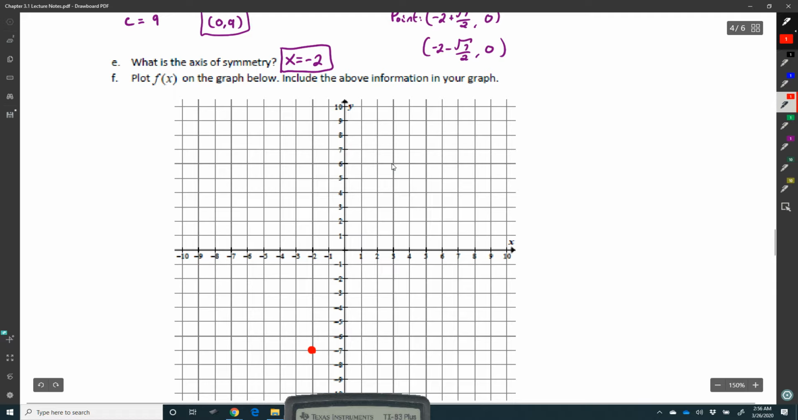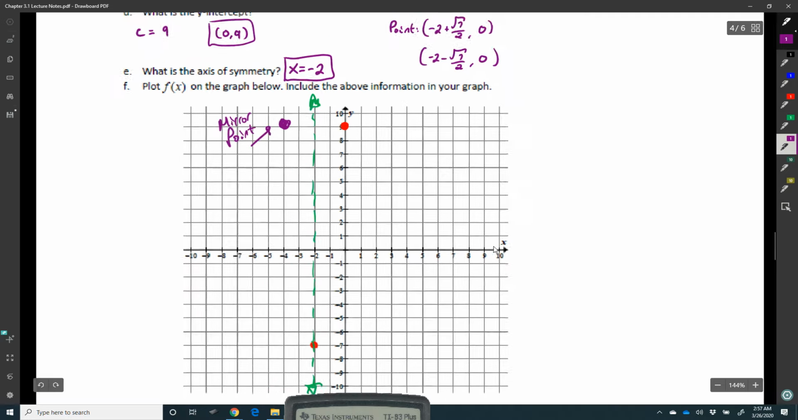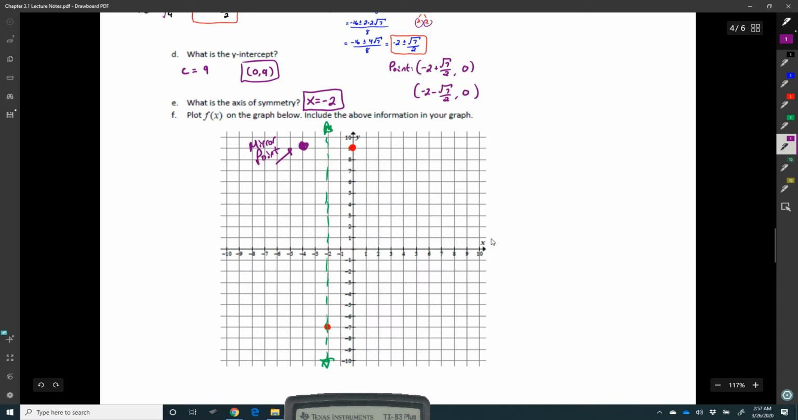Y-intercept is 0, 9, way up here. I have my axis of symmetry right through the vertex. Now, since this is 2 points away, I know that I have another point 2 points away. So there's my mirror point. And now I can graph the x-intercepts. So this is where you can just use your calculator. So yeah, I have the calculator right here.